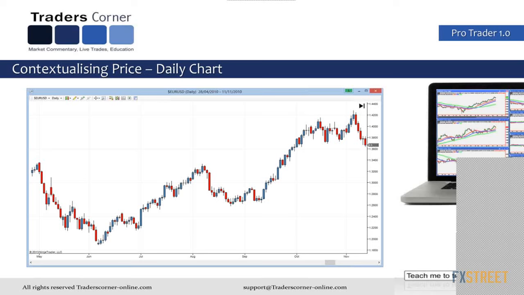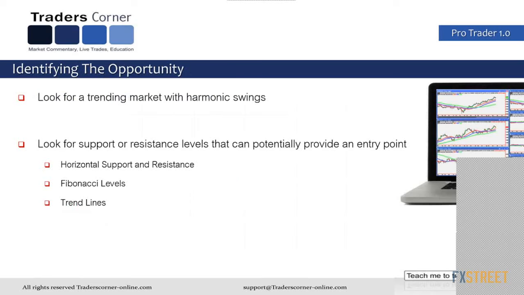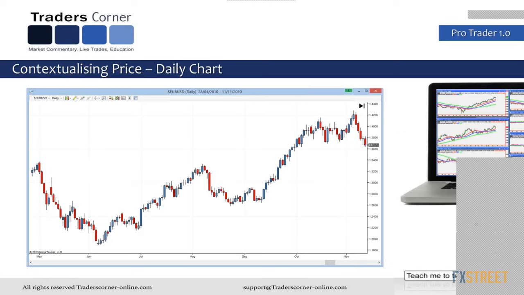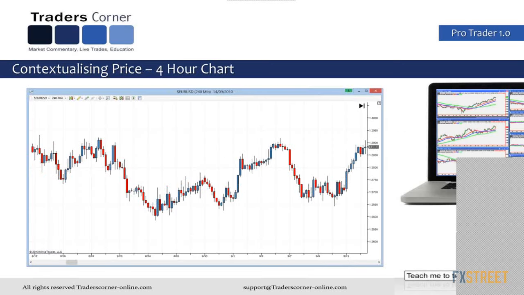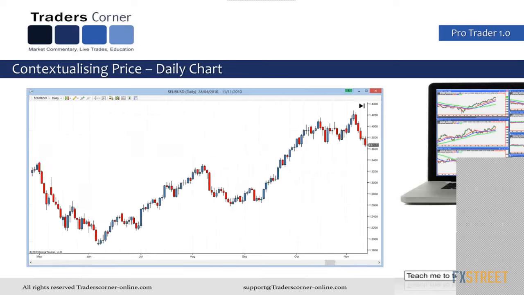All right? So what do we do? Well, first of all, we have to identify the opportunity. We're looking for a trending market with harmonic swings. All right? What do I mean by that? Well, we're not looking for a market where we can't really identify the higher highs and the higher lows. So if I go back to the 4 hour chart here, this isn't a trending market. There are not harmonic swings here. It's very difficult to tell where the market's going to go next. This, however, looking at this chart, you can see that there's momentum to the upside. So you would be looking to buy if you're at the hard right edge of the chart over here.